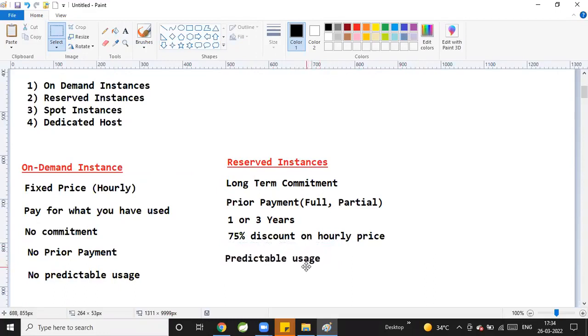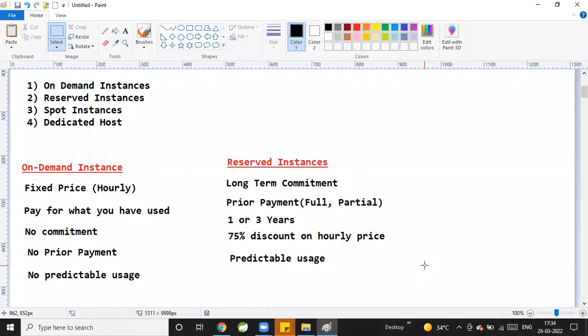As the person is taking an instance for 1 year or 3 years, they are going to calculate hours. That means for 1 year, how many hours? Per day 24 hours, 365 days into 24 hours. Like that they calculate and you have to pay the bill amount. Then they will give you one reserved instance. You need to tell them whether you want a 1 year or a 3 year reservation.